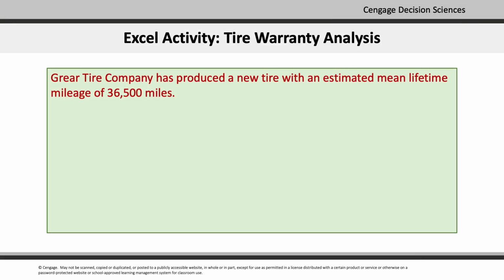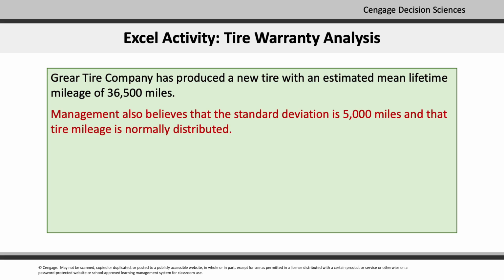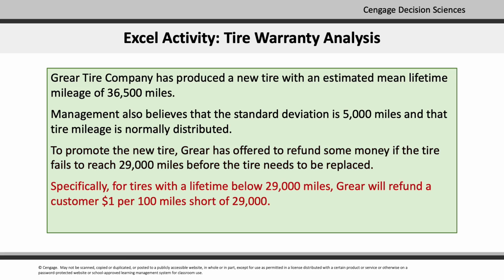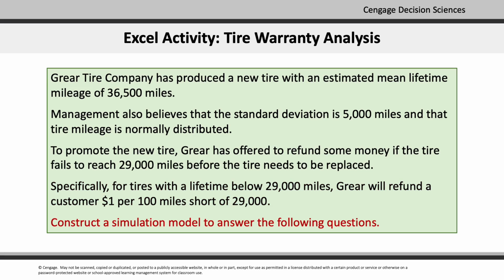Greer Tire Company has produced a new tire with an estimated lifetime mileage of 36,500 miles. Management also believes that the standard deviation is 5,000 miles and that the tire mileage is normally distributed. To promote the new tire, Greer has offered to refund some money if the tire fails to reach 29,000 miles before the tire needs to be replaced. Specifically, for tires with a lifetime below 29,000 miles, Greer will refund a customer $1 per 100 miles short of 29,000. Construct a simulation model to answer the following questions.